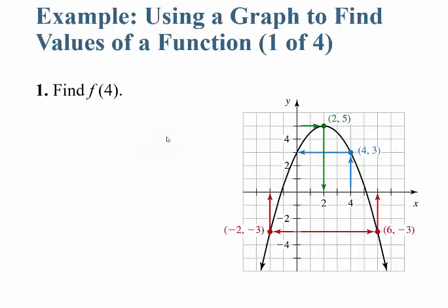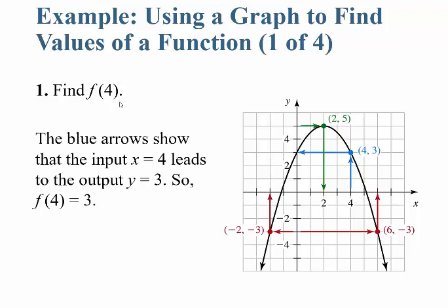All right, let me give you this graph here. So I want to find some values from it. This black graph here is the parabola, and I have some points illustrated on it. So I want to find f of 4. What you do to find f of 4 is you follow the blue arrow. The input into the function is 4, right here. So you're going to go up and look where it hits the graph. And the value then of that function, go over to the y-axis, is 3. So what this is saying is the input x equals 4 leads to the output y equals 3. So f of 4 is just equal to 3. It's whatever the y value is.